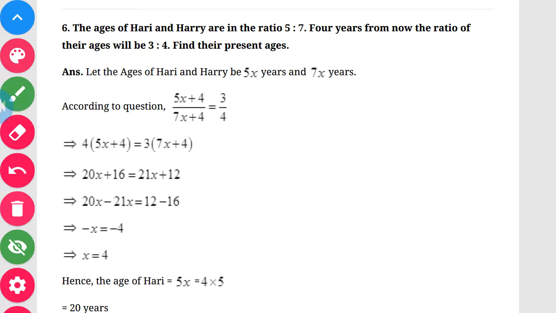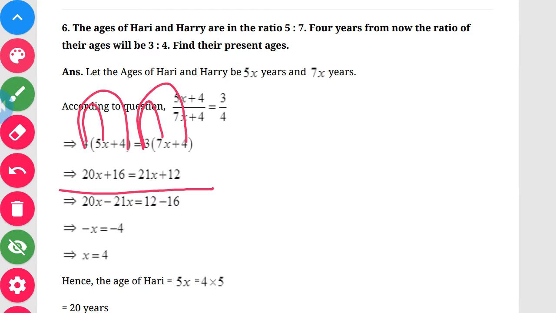So after 4 years the ratio will be 3 is to 4. Here you are equating both the things. Again the same thing, cross multiplication comes into the picture. So 4 you multiply with this bracket, 5x plus 4, and 3 you multiply with 7x plus 4. Now 4 into 5 gives you 20x, plus sign as it is, 4 4s are 16, 3 7s are 21x, plus sign as it is, 3 4s are 12. Here there is no minus sign, so we should not be worried. We can just go with this equation.